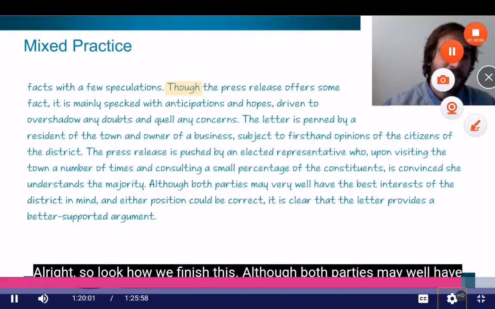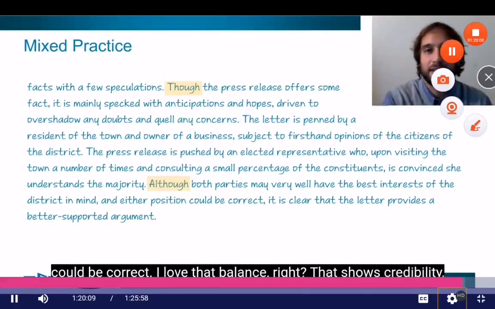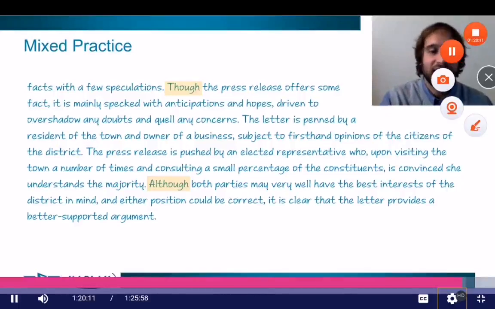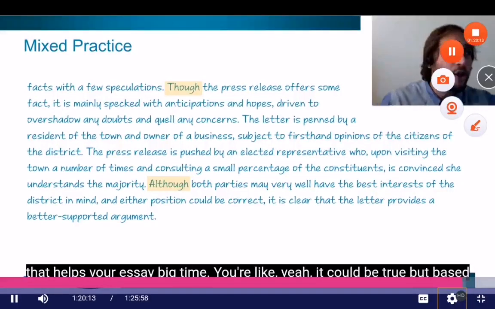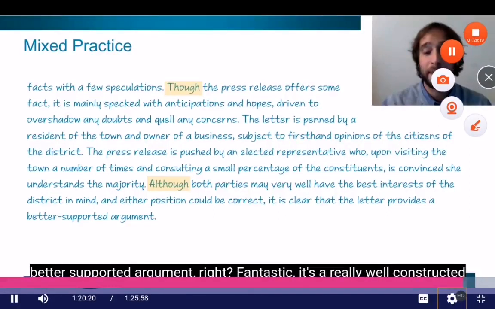All right, so look how we finish this. Although both parties may well have the best interests of the district in mind, and either position could be correct. I love that balance, right? That shows credibility. That helps your essay big time. You're like, yeah, it could be true. But based on what we know now, it's the second letter that provides the better supported argument, right?